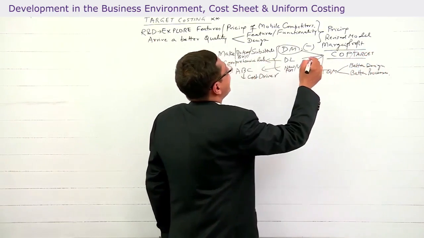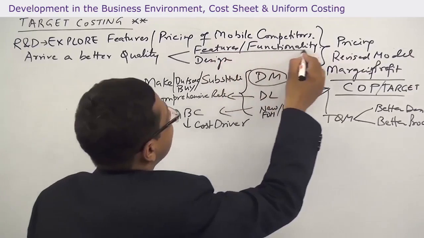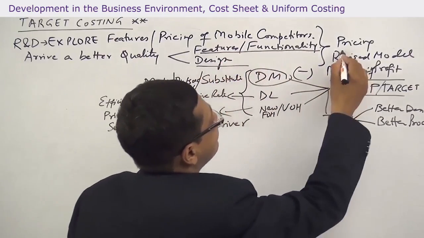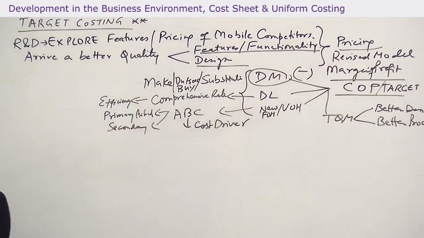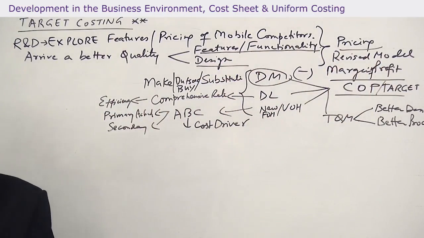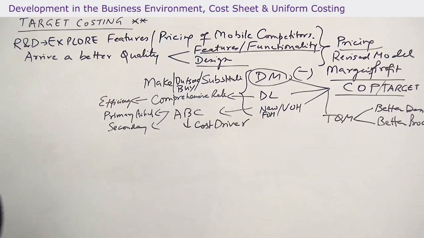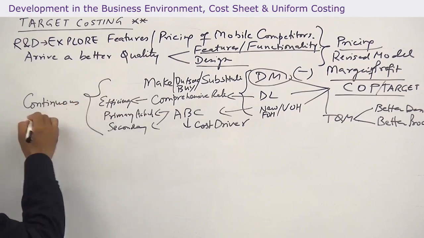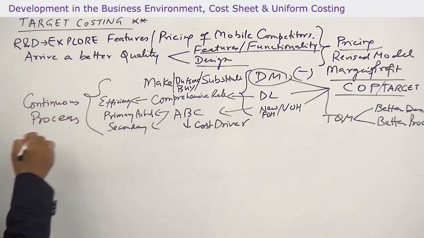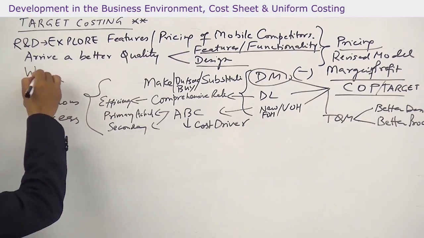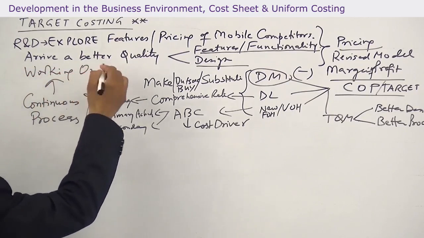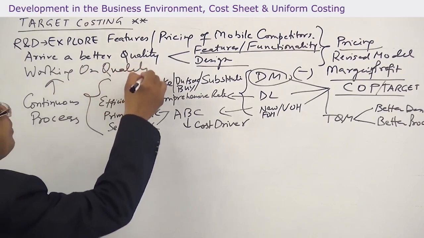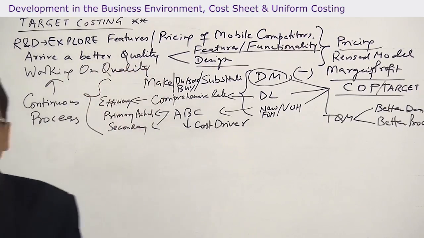What is the target? The target is to give better feature functionality, better design, and ultimately a revised price. So this is what the management is contemplating, and this is an ever evolving process, a continuous process working on quality parameter. So friend, this is how this target costing works.